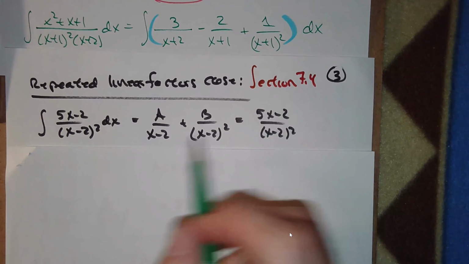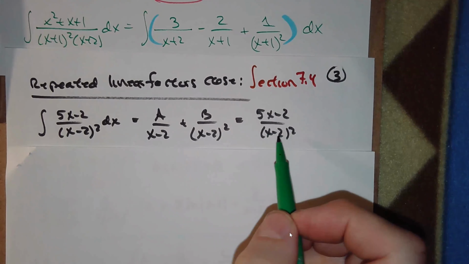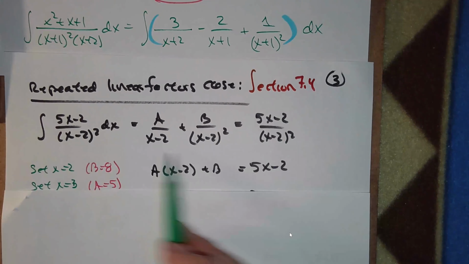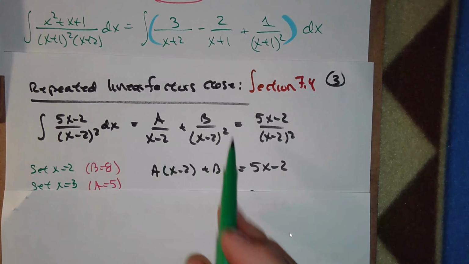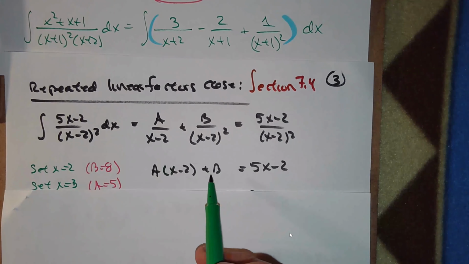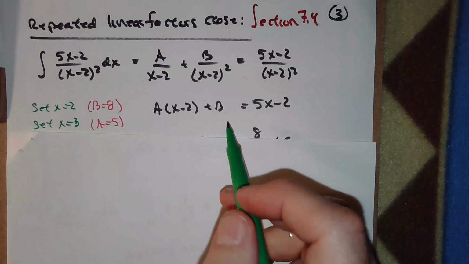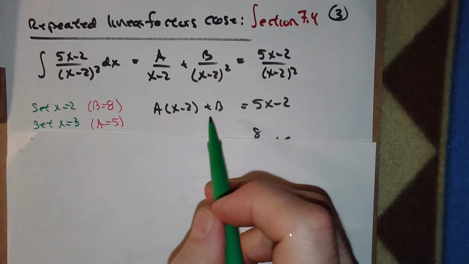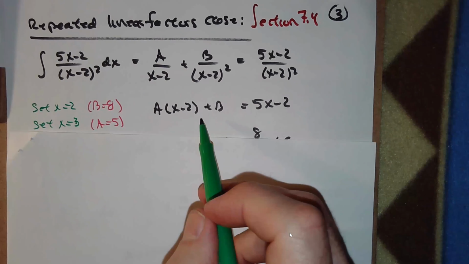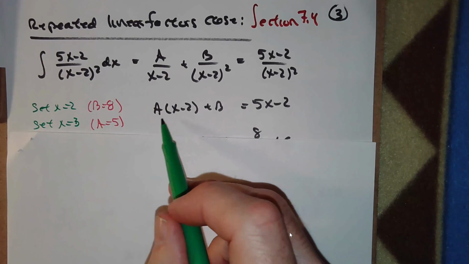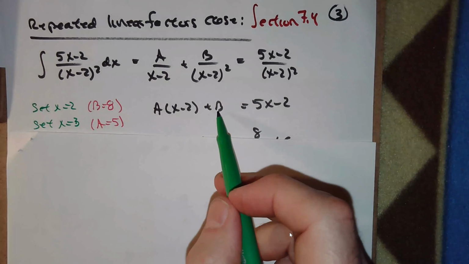Multiply everything by x minus 2 squared. That's going to leave this. One of those will cancel, 2 of those will cancel, leaves you with a b. For a couple clever choices of x, you can solve for a and b. First by setting x equal to 2, then that disappears. You're left with b equals 8.